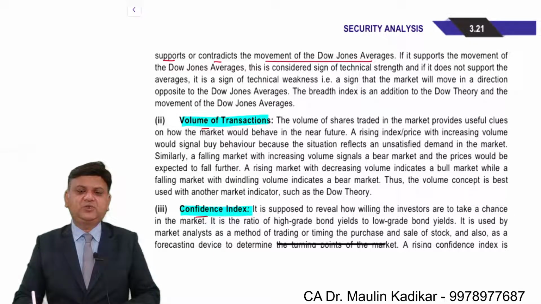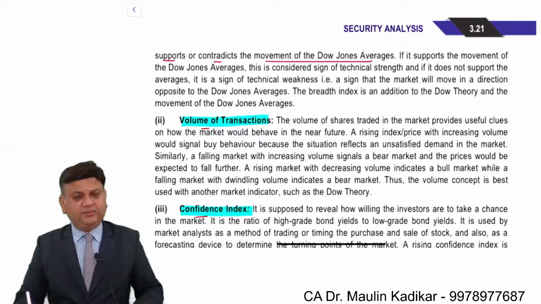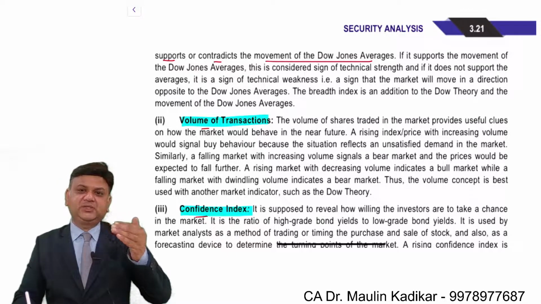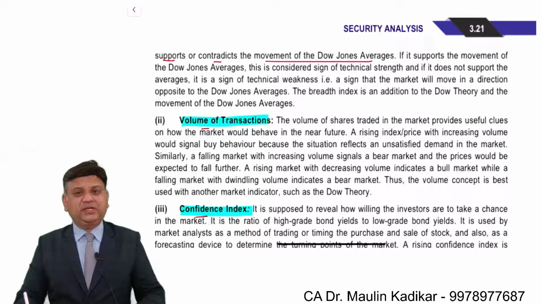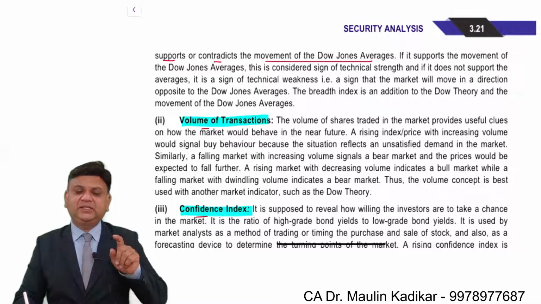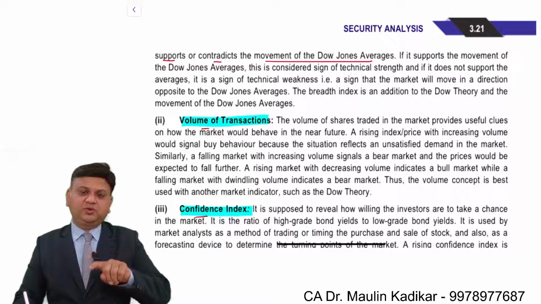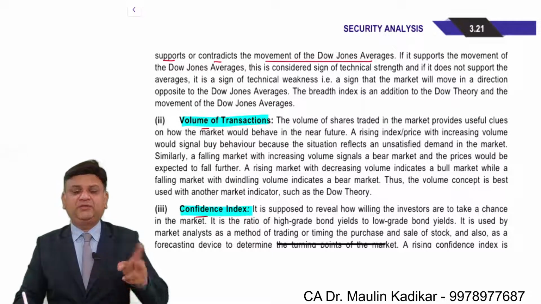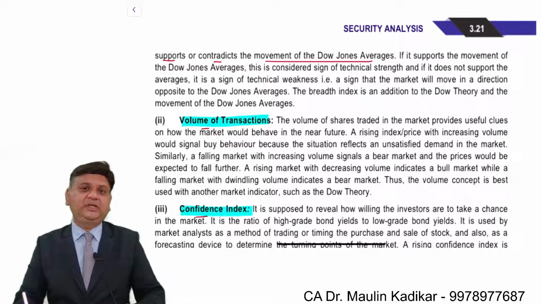Dear students, we have understood the two Dow Jones averages, that is, industrial and transportation. Whatever breadth index we compute may support the Dow Jones industrial average. Meaning, if the breadth index is also increasing along with the increase in the Dow Jones industrial average, then this indicates that the Dow Jones industrial average is indicating the correct situation. And if it is reverse, then it is not indicating the correct situation.